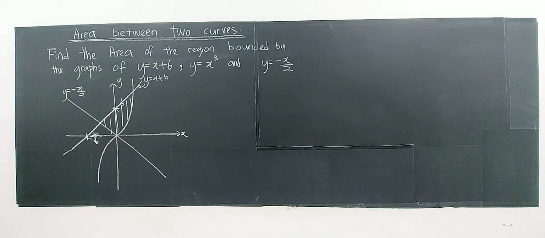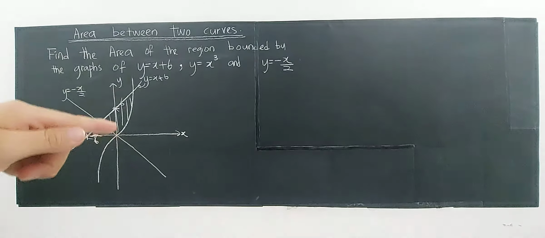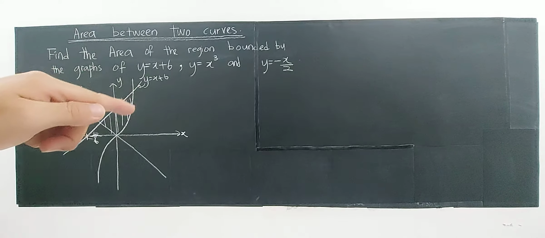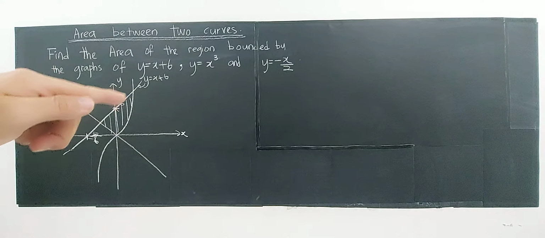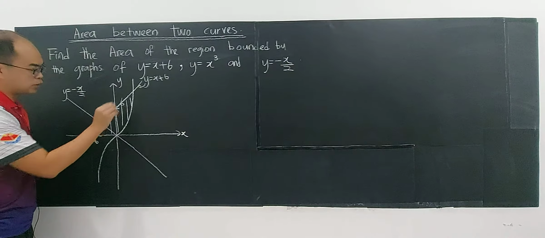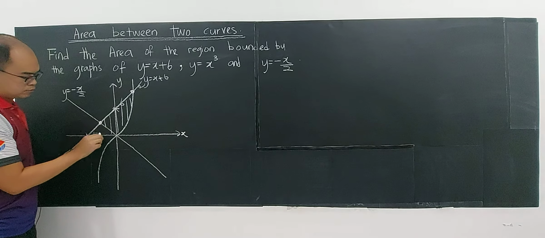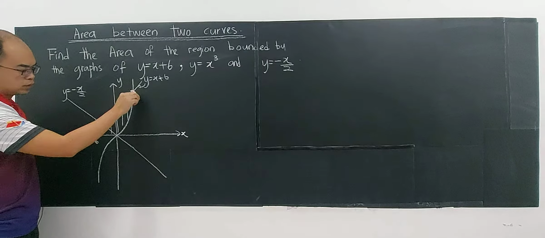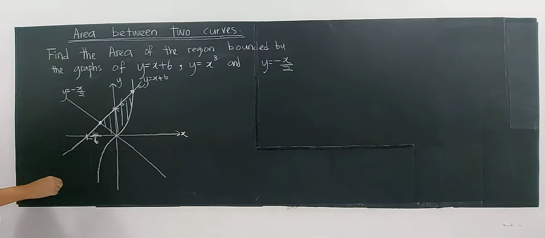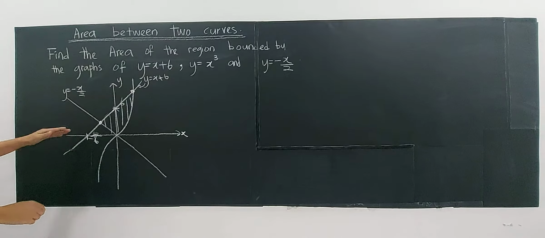You have to be careful with this, as there are 2 different regions here. One is between the lines, and the other is between the line and the cubic function. So how do we find this region? We have to find this point and this point, because it goes from this negative value of x to the positive value here. So we have to solve a simultaneous equation between this line and this line.